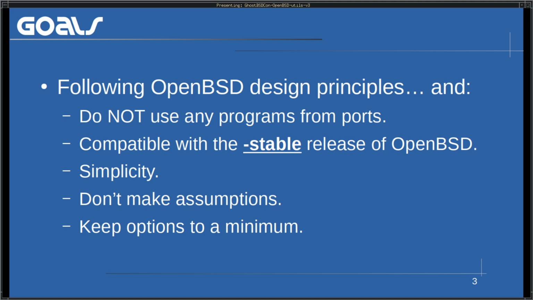I'm also writing these in Korn Shell. I guess I could use Perl too, although Korn Shell just works better with what I'm trying to do and I have more familiarity with it. I don't want to make assumptions on what people have on their system. That is something that really bothers me with pieces of software. And I want to keep the options of the utilities to a minimum. I don't want to make a bunch of endless bits and bobs for people to configure. If you want to change it, you either change the code or submit a pull request to me.